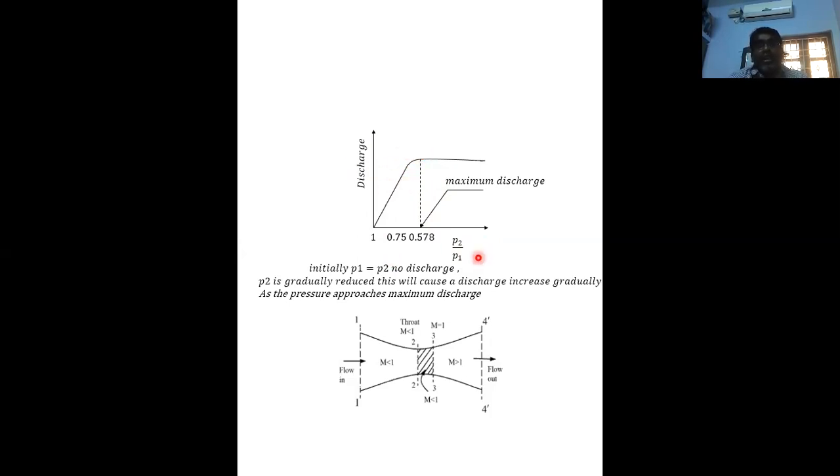Initially P1 is 10 bar and P2 is 10 bar, so there is no discharge. As P2 gradually reduces, the discharge increases gradually until the pressure approaches maximum discharge. As already told, in the convergent portion there is subsonic flow, that is Mach number is less than 1. In the divergent portion, the Mach number is greater than 1. At the throat, the Mach number is equal to 1. Here the critical pressure is less than the back pressure, and here the back pressure is greater than the critical pressure.